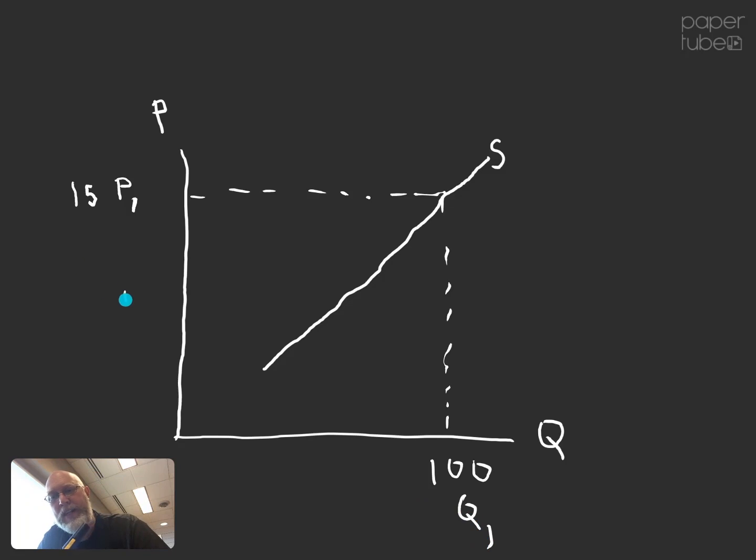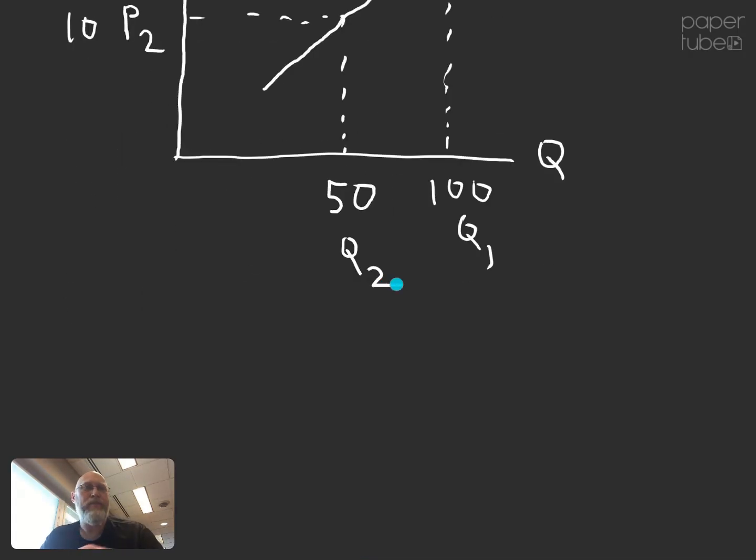Now we're going to need a second price because we're trying to find a change. So let's see what happens when the price drops. Here's P2, and let's make P2 $10. Draw a dotted line over, hit the supply curve, draw a dotted line down to find the quantity supplied when the price is $10. And let's go with 50. So that's Q2.